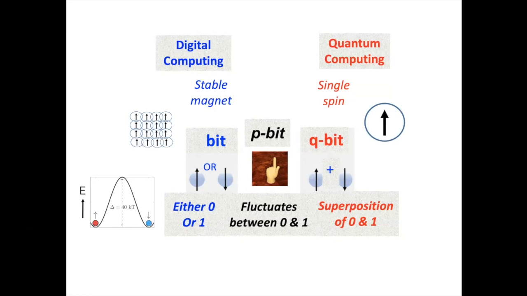Now, as you know, bits can be represented in many ways, and one way is in terms of the two stable states of a magnet. On the other hand, for qubits, the usual representation is a single spin. That's the best physical representation for what you'd call a qubit.